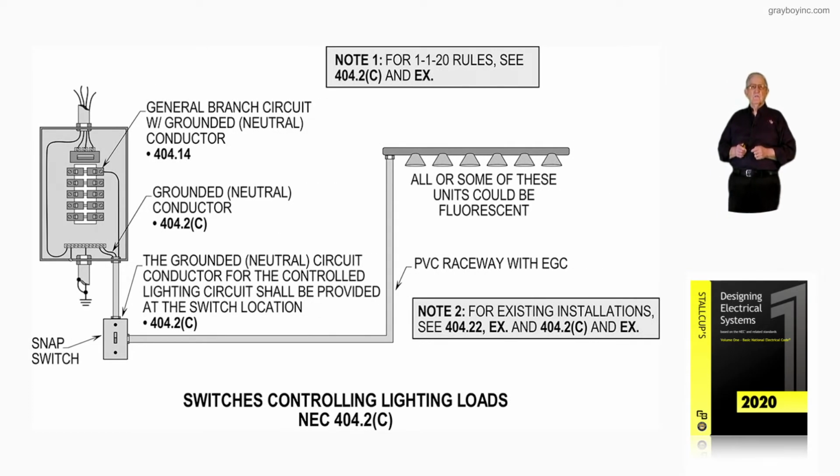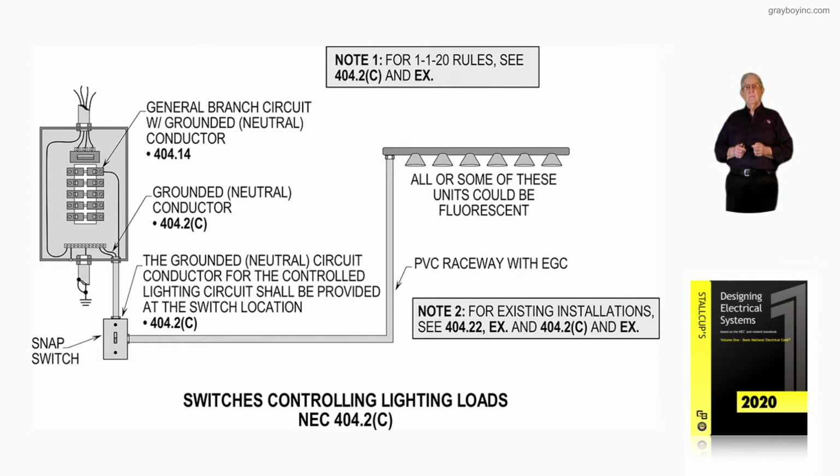This illustration deals with switches controlling lighting outlets and loads in accordance with 404.2C. Now, note 1 just says you can review 1-20 rules. You'd want to see 404.2C, an exception. All or some of these units could be fluorescent, could be incandescent, whatever the arrangement of the lighting outlets is to provide lighting in a particular location.